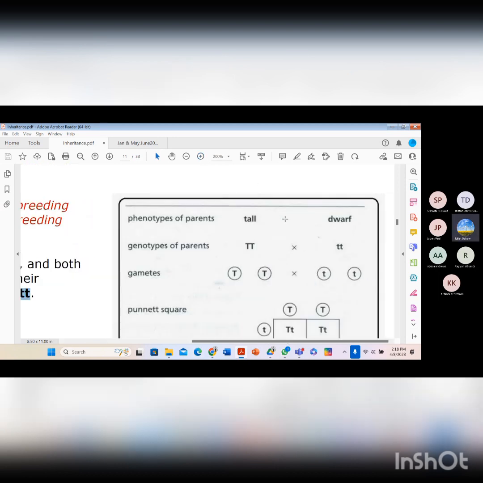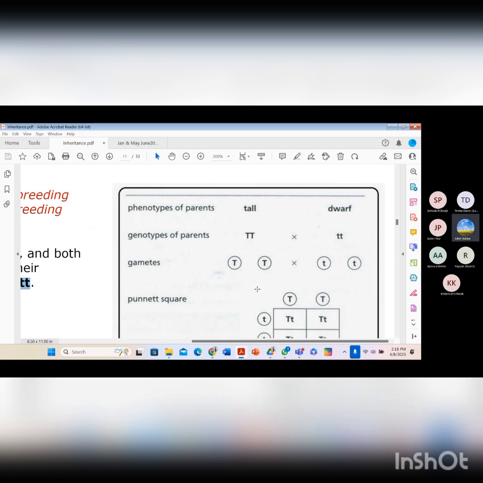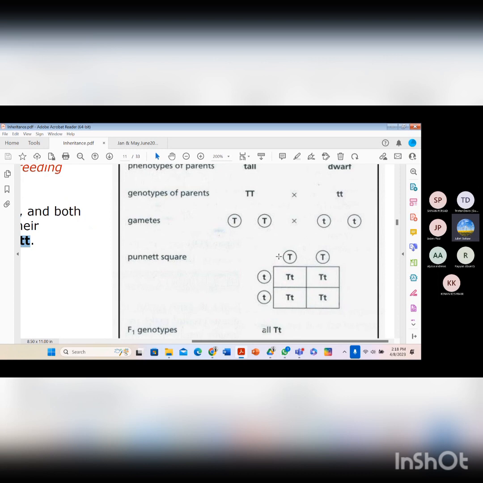So if you have a tall plant mating with a dwarf plant, the genotype is capital T mating with small t. For the gametes, you circle the alleles, separate them and circle them. And then we have the Punnett square. Now, sometimes in the Punnett square, you don't have to circle the letters. You can just list them on top and the side. It's the same concept: you multiply top by side.